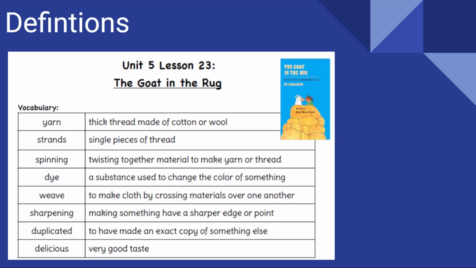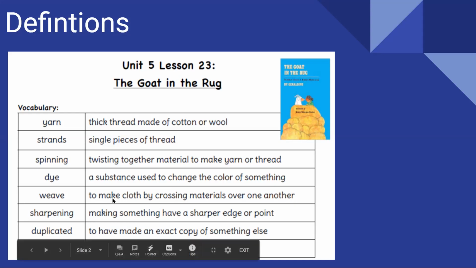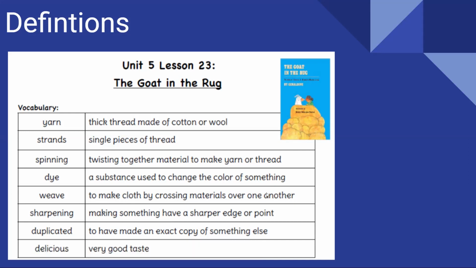Your next word is the word weave. This means to make cloth by crossing materials one over the other. Also, if you would look outside, you may find a bird's nest right now since it's spring. And birds weave to make their nests. So I have my fingers weaved together right now. Weave your fingers together just by crossing them. And I am going to say weave in a bird almost like voice 3 times.